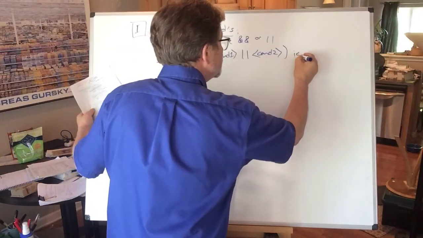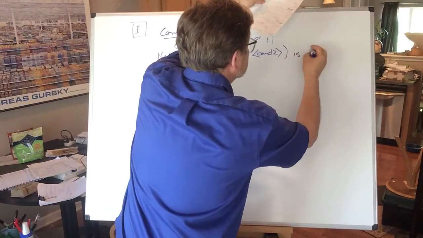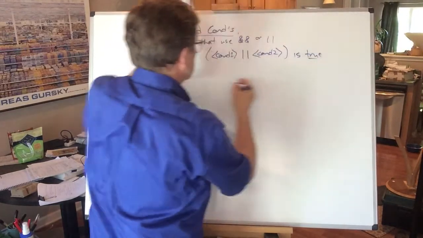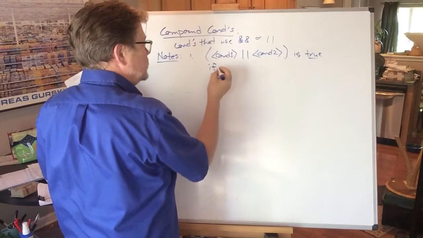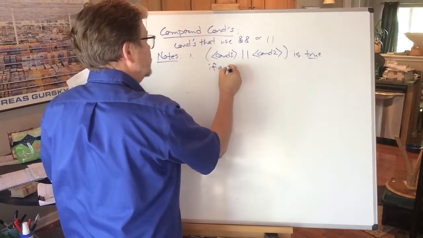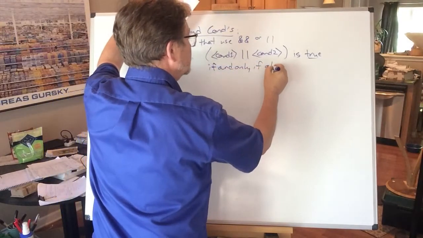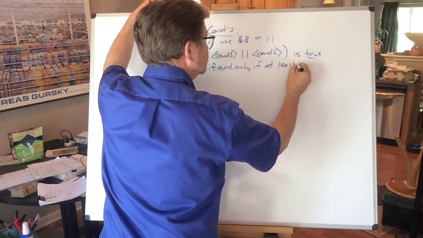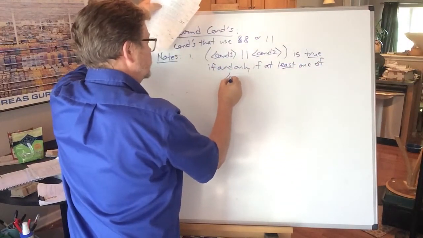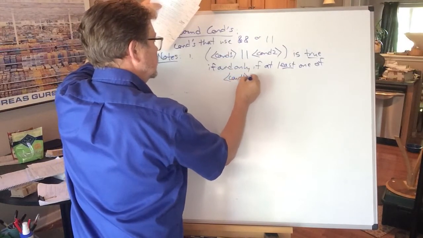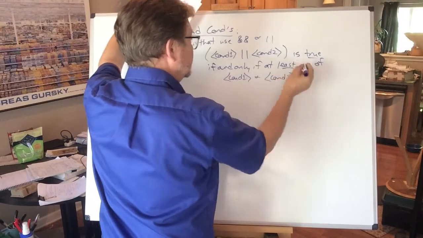That is true, T-R-U-E, whenever. Well, not whenever. I'm going to put if and only if. Sounds more mathematical, but that's also more correct. If and only if at least one of condition 1 and condition 2 are true. At least one is true.